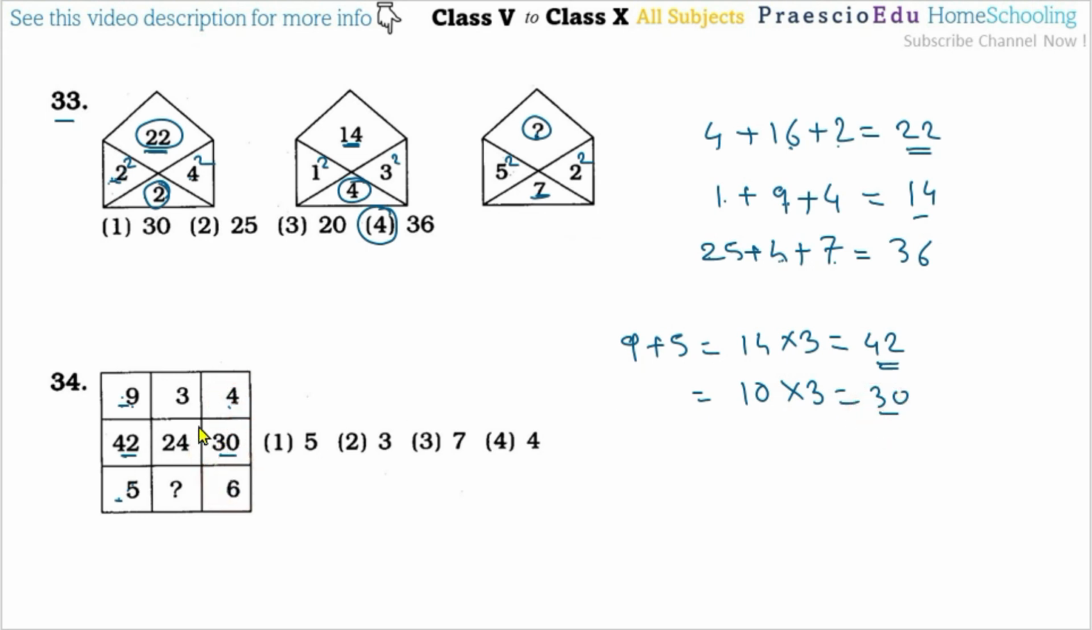So the same rule we have to apply here. So to find this 24, we have to divide this 24 by 3, because every time we are multiplying by 3. Now we are going reversely. So 24 divided by 3, that is 8, and this 8 we have to get by the addition of this 3 and this question mark. So 8 is equal to 3 plus this question mark. So question mark is equal to 5, and this 5 is given in option number 1.